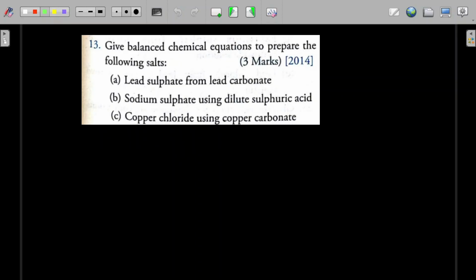Okay. Give balanced equations. Again, these kinds of questions have been asked. Lead sulfate from lead carbonate, sodium sulfate, dilute sulfuric acid, copper chloride. So here you can see lead sulfate from lead carbonate. Okay. Rn, what will you use here?